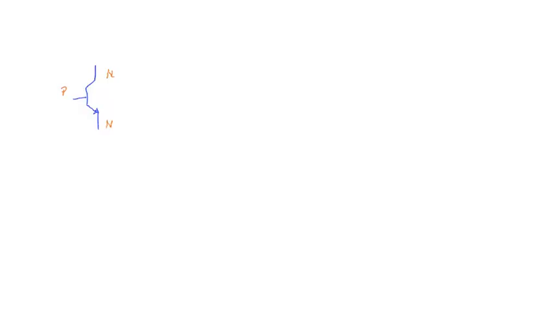And what's it take to make this device work? Well, you have to forward bias the base emitter diode, meaning the base has to be more positive than the emitter, and the collector has to be reverse biased with regard to the base, meaning it's more positive than the base.